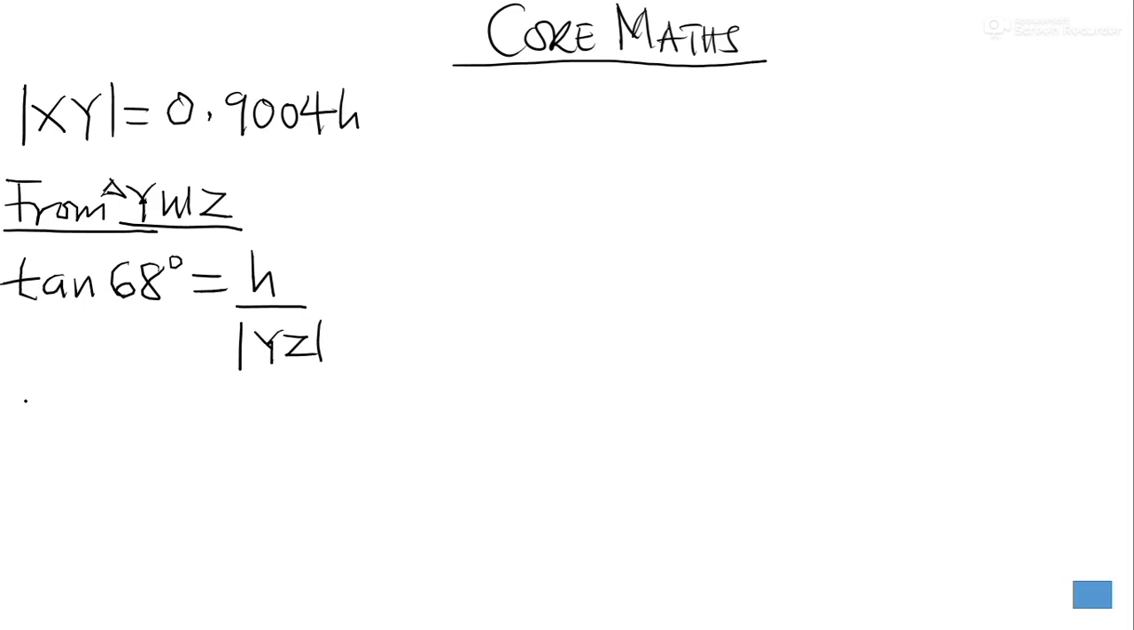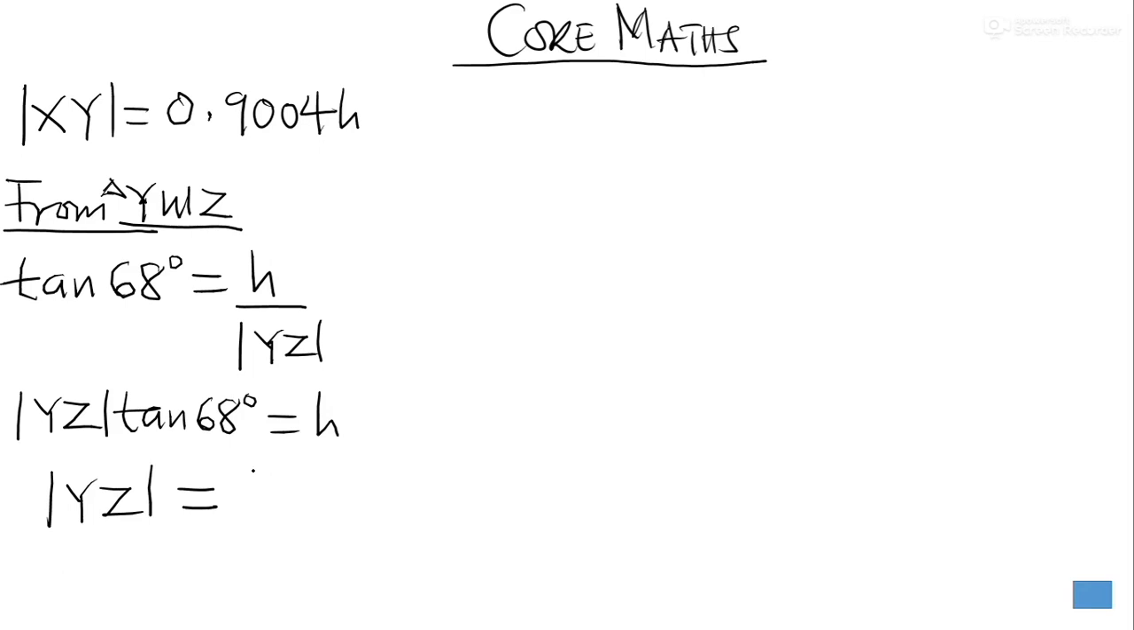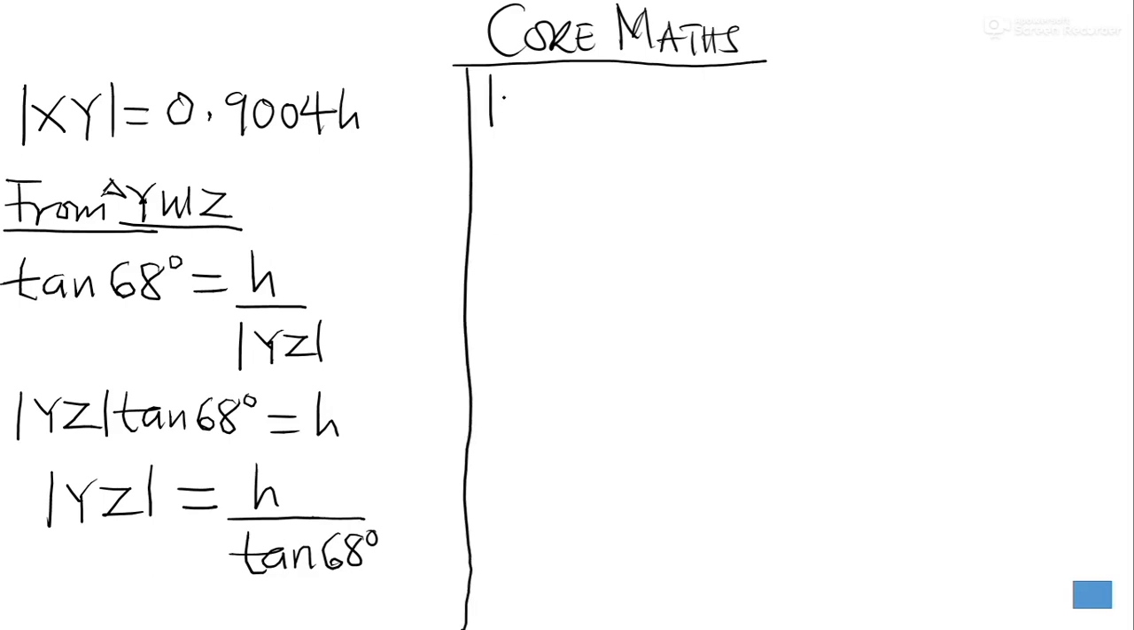Good. So making YZ the subject, tan 68 degrees will be equal to what? H. Here also YZ will be equal to H on what? Tan 68. Good. So now, as we did earlier on, the YZ is the same as H times 1 on what? Tan 68.